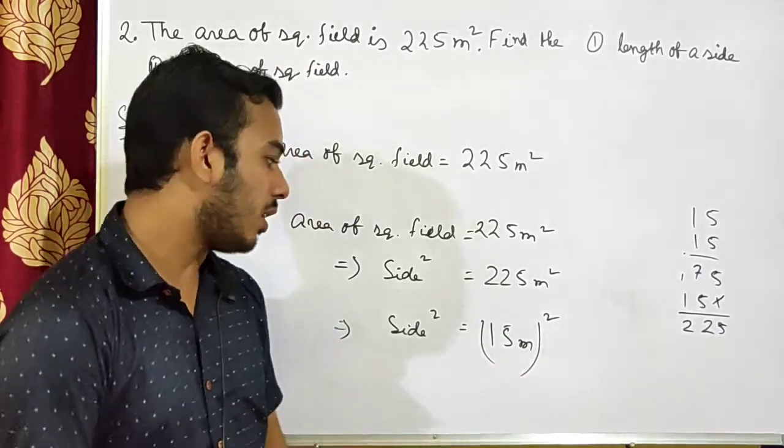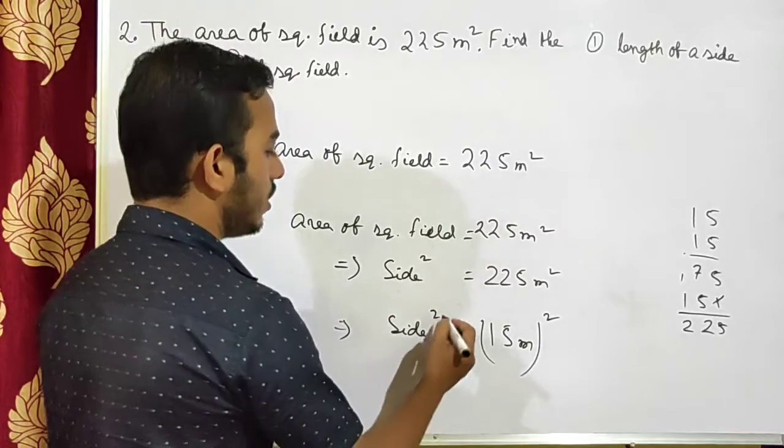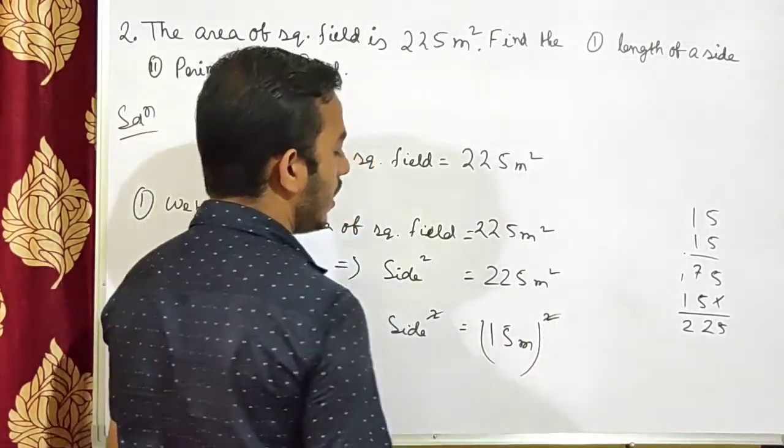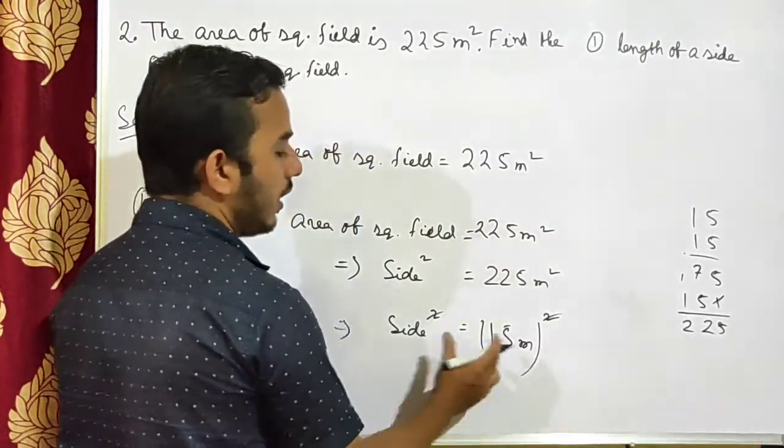Okay, this 225 is the square of 15. Clear? Okay, now we can cancel these two terms, the square we can cancel. What will be left?